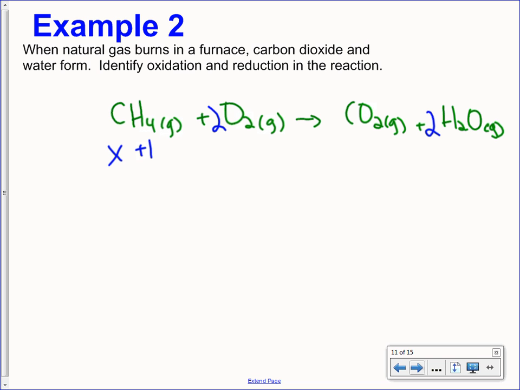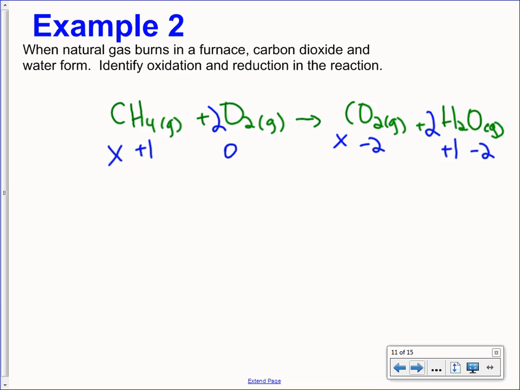For oxygen, since it's in its elemental form, it will get an oxidation number of 0. For carbon dioxide, each oxygen will have an oxidation number of -2. For carbon, we don't know what it will be, so we will assign it an oxidation number of X for the moment. And within water, oxygen will have an oxidation number of -2. Each hydrogen will have an oxidation number of +1.